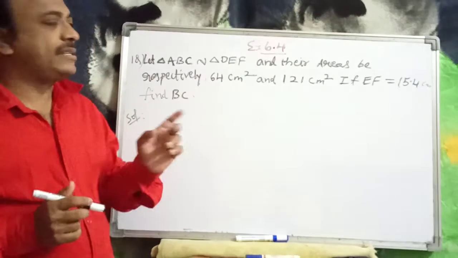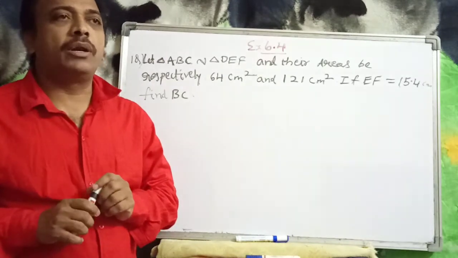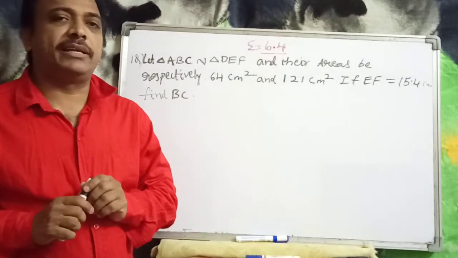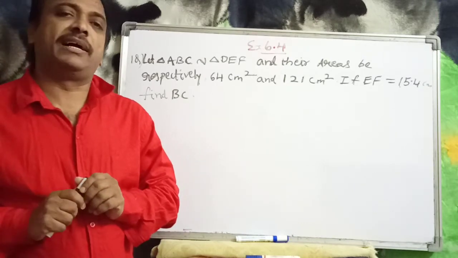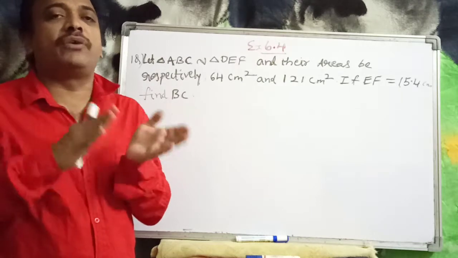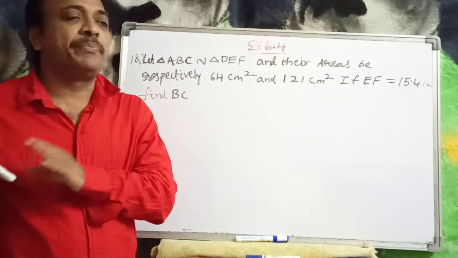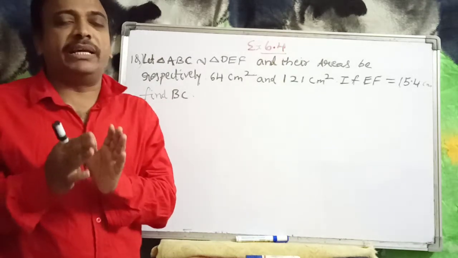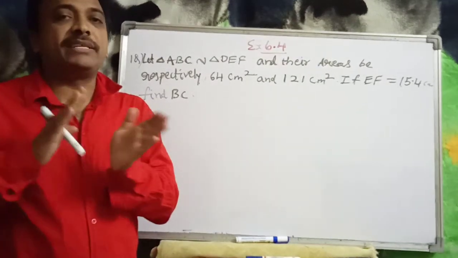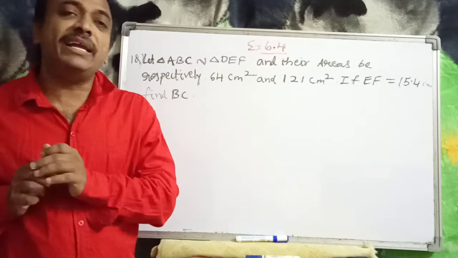We see exercise 6.4 question number 1, which is related to areas of similar triangles. The theorem: the ratio of areas of two similar triangles is equal to the square of the ratio of the corresponding sides.